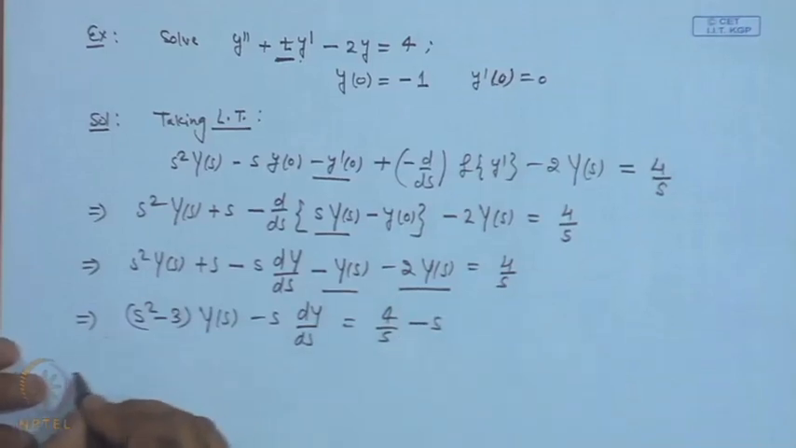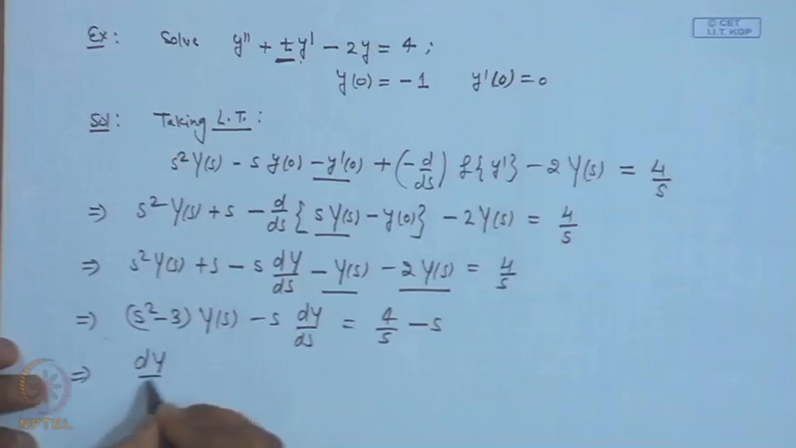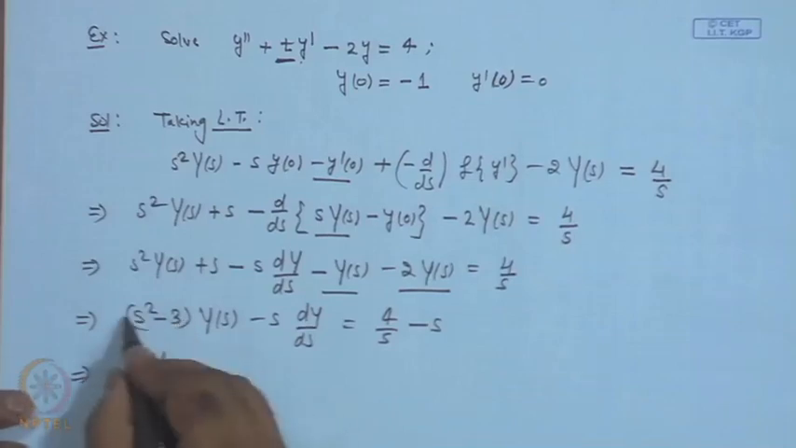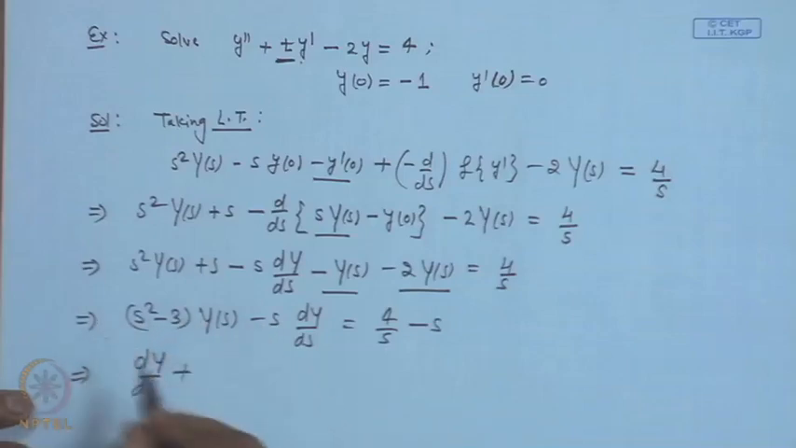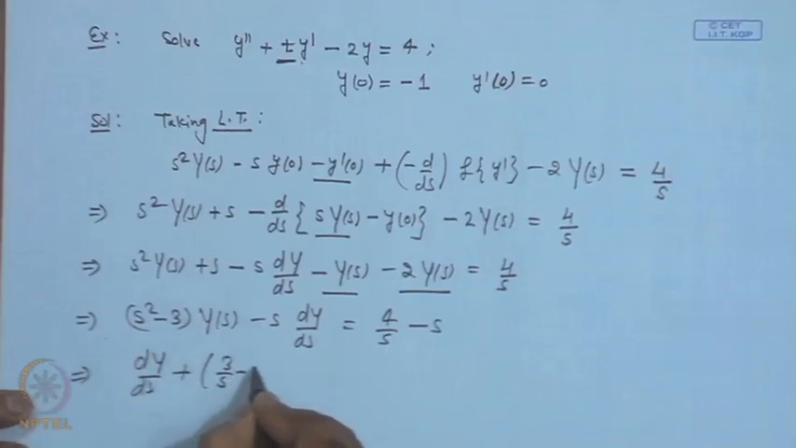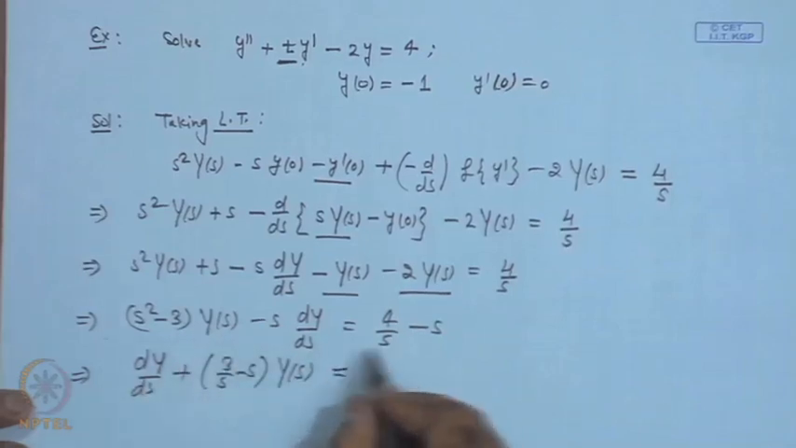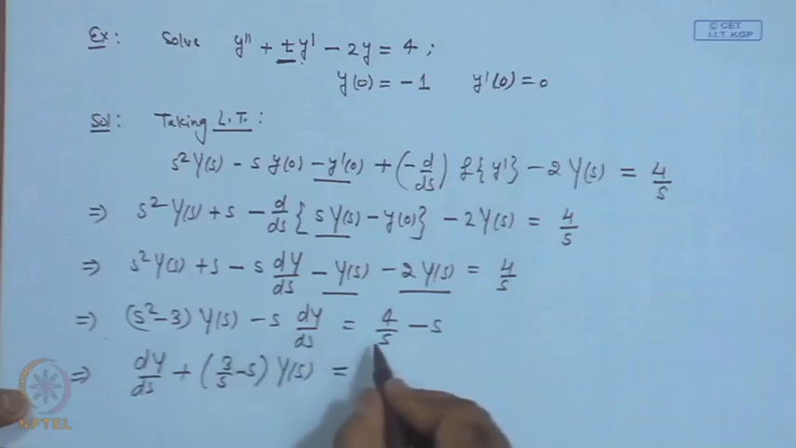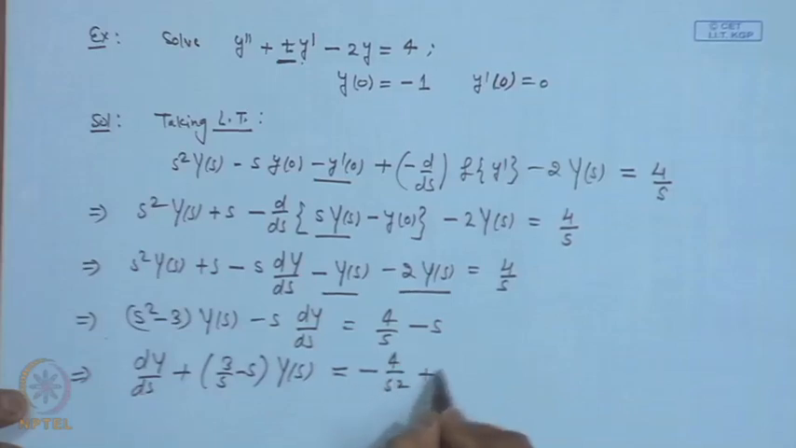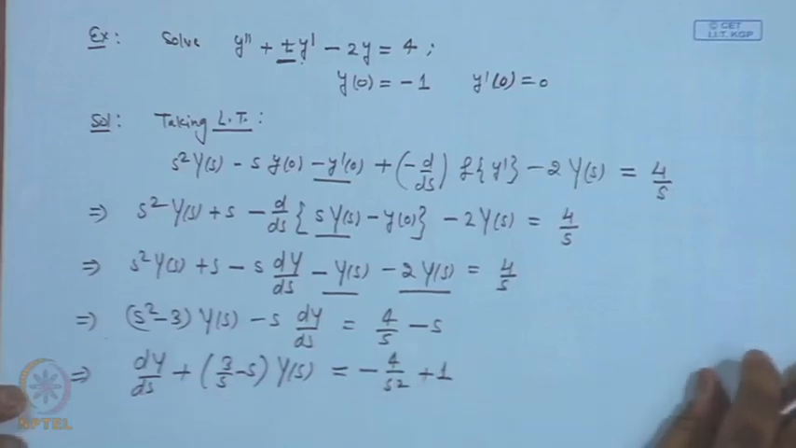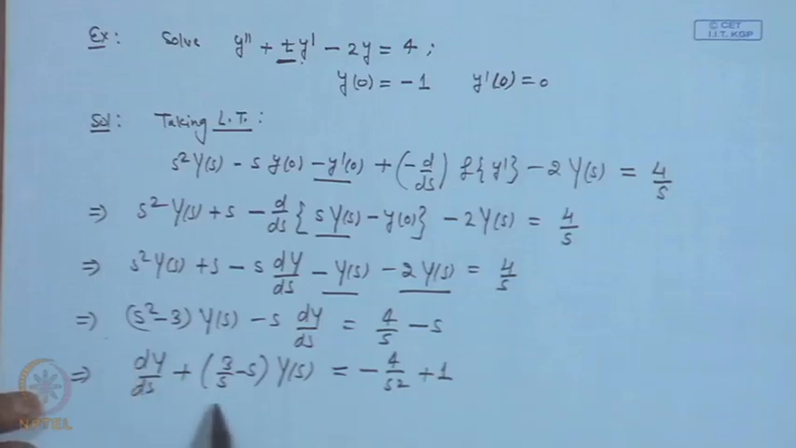right side. So, what we have is the equation in dY over ds, an ordinary differential equation, plus here 3 minus s, because the minus sign will accommodate here. So, 3 over s minus s, we have Y(s), is equal to, we are dividing by this s. So, we have 4 over s and multiplying by minus sign. So, 4 over s square plus 1. Now, this is the ordinary differential equation, a linear equation. So, we will solve this.